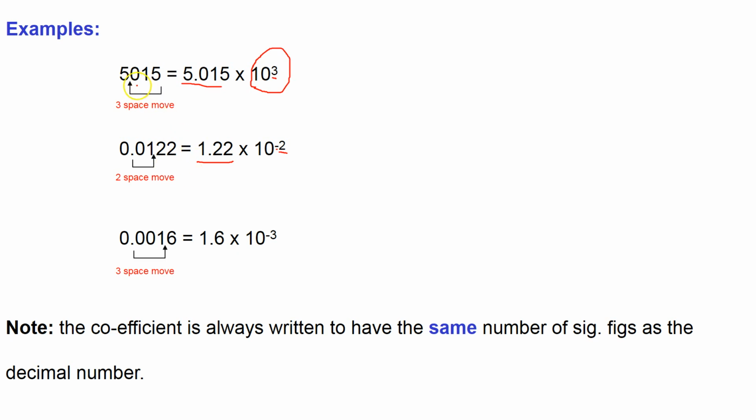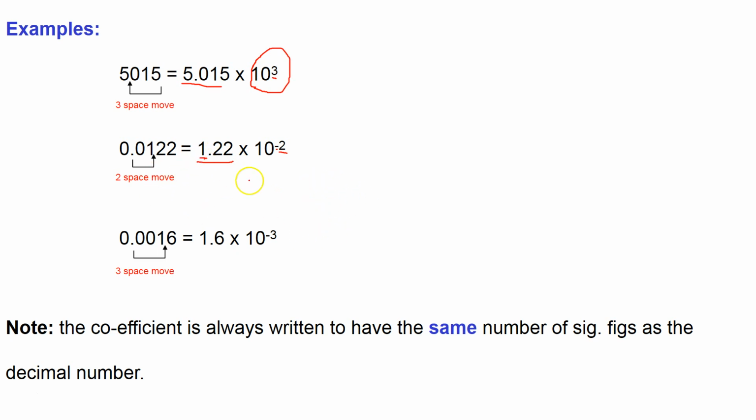Now, what you want to recognize is that the number of significant figures in your coefficient is always equal to the number of significant figures in the number that you started with. So here we have decimal notation with 1, 2, 3, 4 significant figures, and here we have scientific notation and our coefficient has 1, 2, 3, 4 significant figures. Down here, our decimal number has 1, 2, 3 significant figures, and then our coefficient has 1, 2, 3 significant figures. Scientific notation always has a decimal point, so trailing zeros always count.